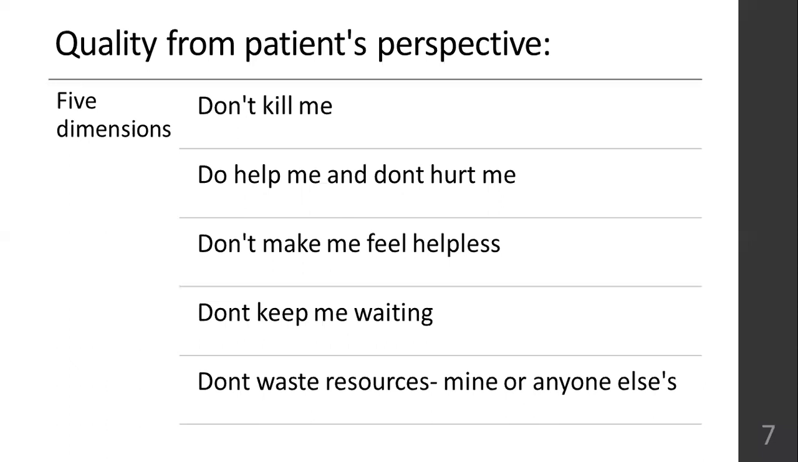Next, coming to quality from the patient's perspective. There are 5 main dimensions to it. Simple 5 main dimensions that everyone can understand. From the patient's perspective, the first dimension is don't kill me. Whatever action or decision you take, the patient does not want to be dead, unless it is a case of euthanasia in certain countries where it is allowed. In all other hospitals, the main intent of the patient is not to get killed.